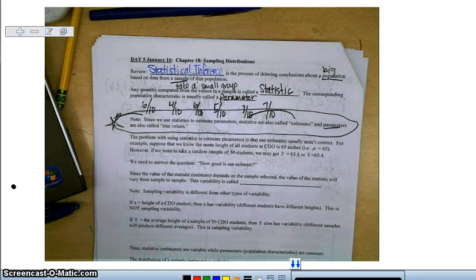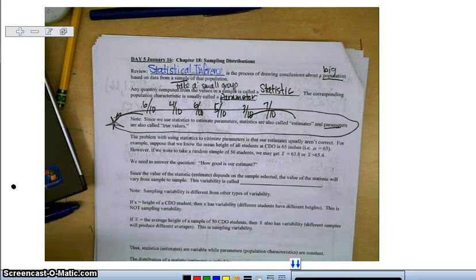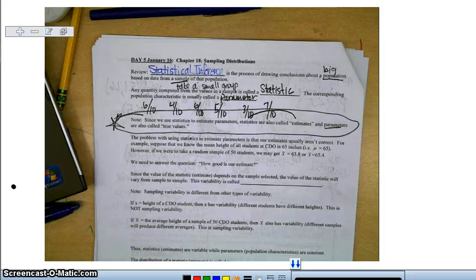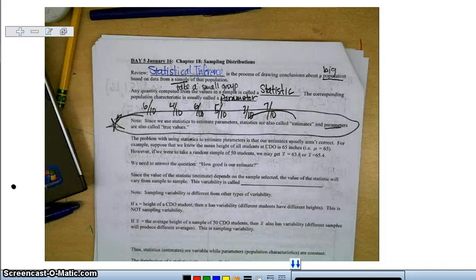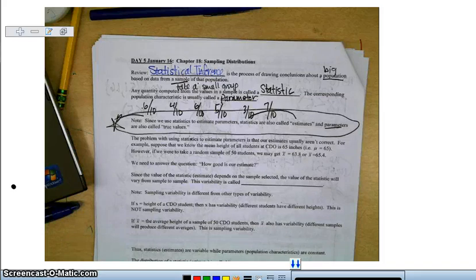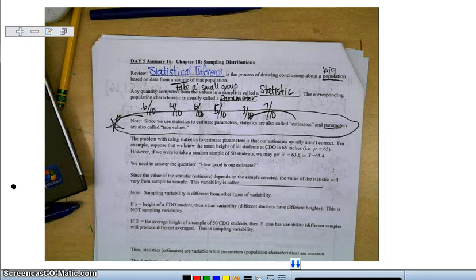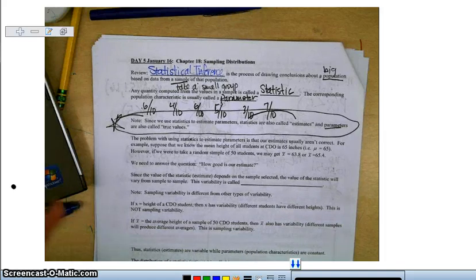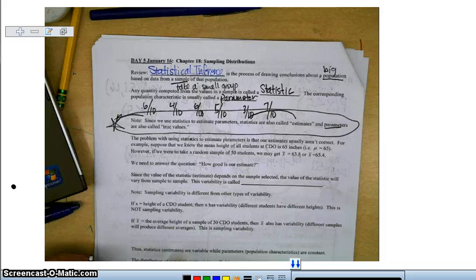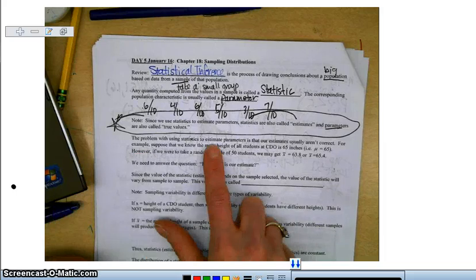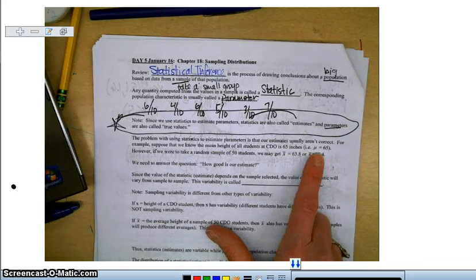You could all go out into the school and get a sample of size 10, right? And ask each of those 10 people, do you have your driver's license? Would you all come back in with the same number of yeses out of 10? No. Now I'm building up. This is important. Taking more than one sample is something we're leading up to when we talk about sampling distributions, and realizing that not every sample is going to have the same value. All right, so the problem with using statistics to estimate parameters is that our estimates usually aren't correct.